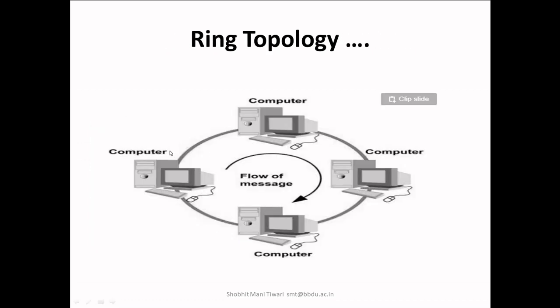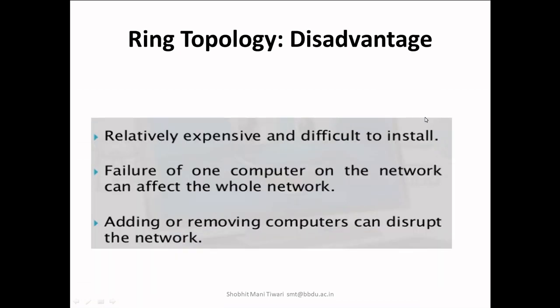If suppose this computer fails, then this transmission will be affected, and hence if any device fails in ring topology, then overall transmission gets disturbed. Second point, failure of one computer can affect the whole network. This is already defined, already we explained it.